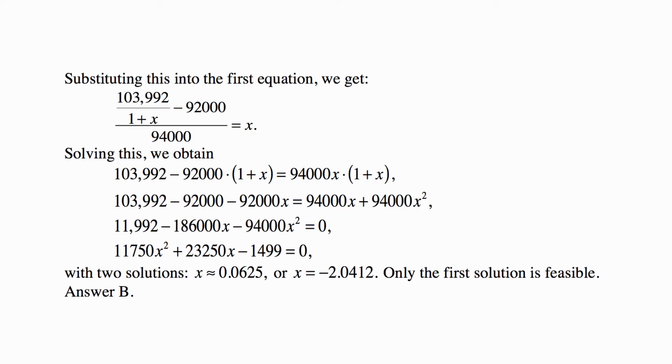It says 11,750x squared plus 23,250x minus 1,499 is 0. And you use the quadratic formula to get the solutions. One is positive, one is negative. Only the positive solution is feasible, so the interest rate is approximately 6.25%. And that is answer B, and that's the end of this problem.